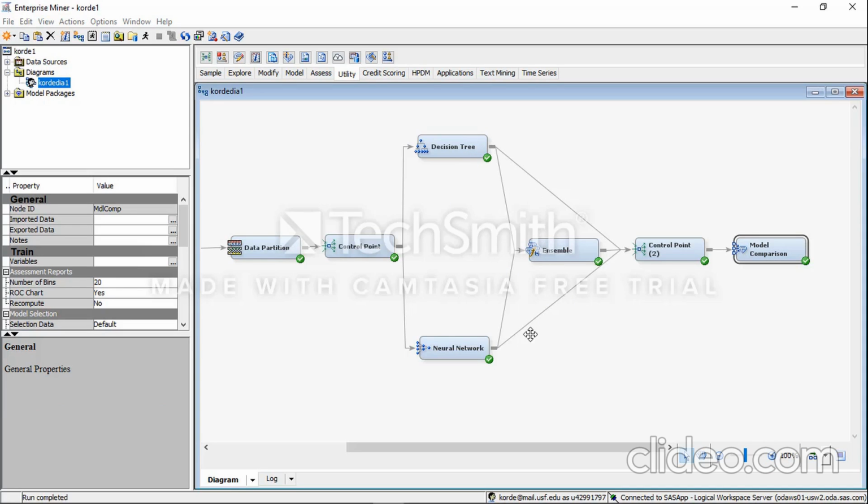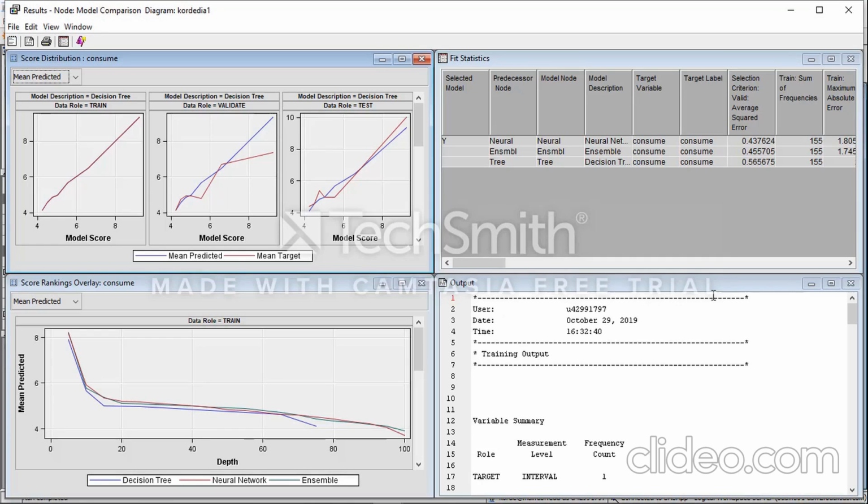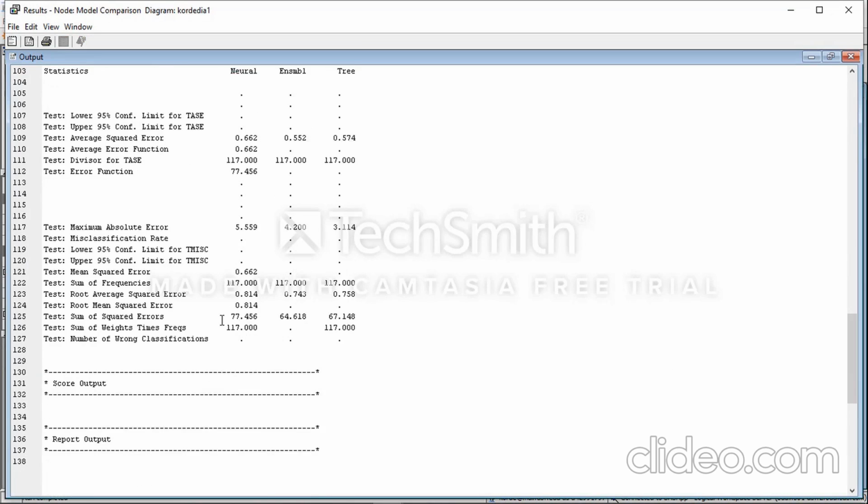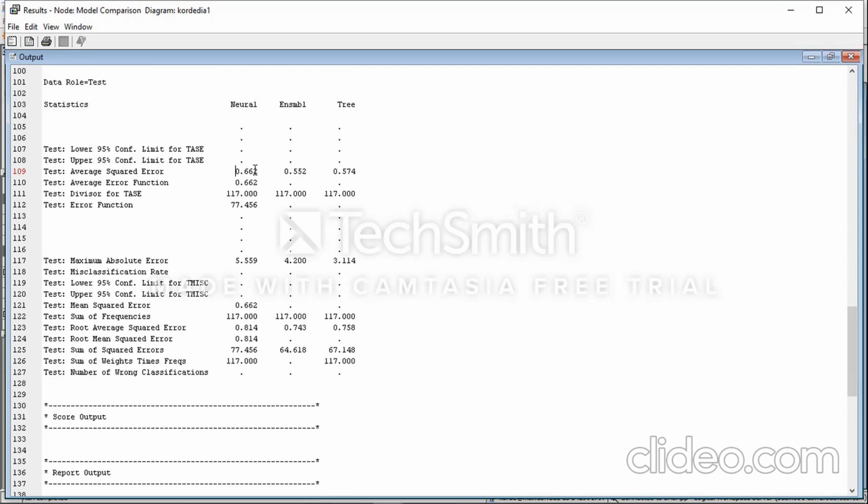Let us see the results of our model. If we go to the output and look at the test data set, at the average squared error, we can see that the neural network is the least efficient, and ensemble is the one model which has performed the best. So we can conclude that the ensemble model is performing the best for our data set.